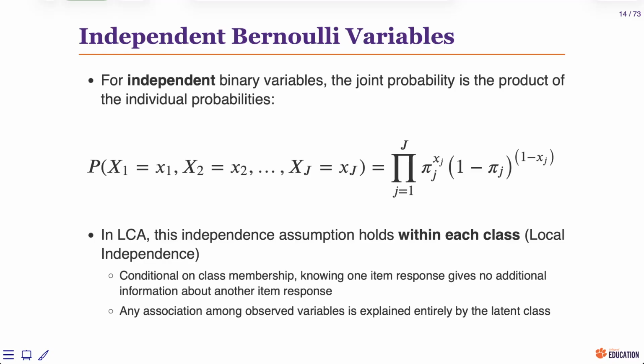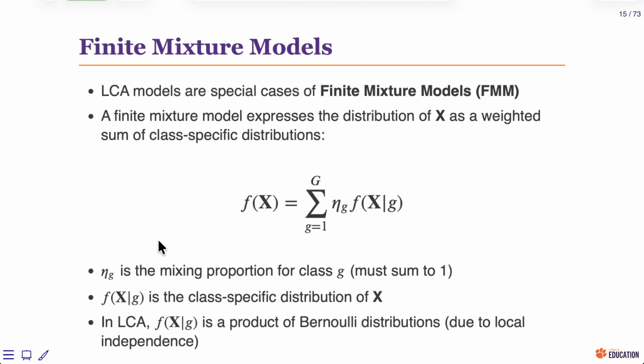Knowing one item response gives you no other information about the others, or another way of putting it, the class structure, the class variable, is the reason why items may be correlated in the first place. Just like the latent variable in a psychometric model is why the observed items may be correlated themselves. So what this is assuming is that any association, any non-zero correlation among these observed variables is explained entirely by the latent classes that the people will fall into.